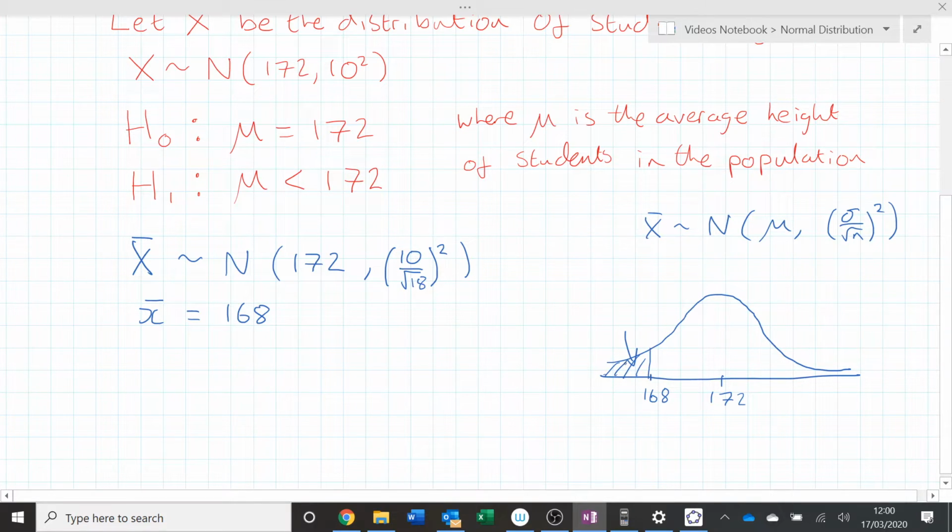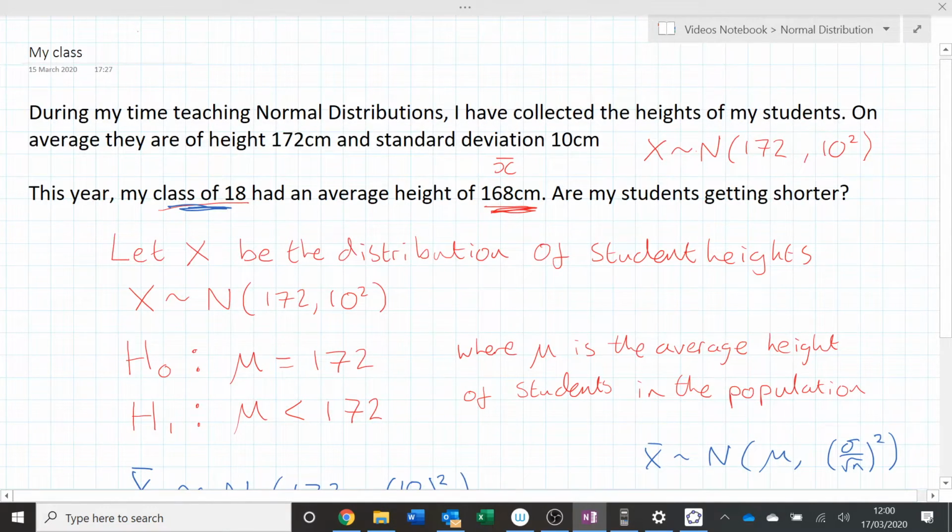If you remember from your binomial hypothesis testing, we're going to need a significance level. I mean, I'm making up this case. In a question, it would always tell you what the significance level is. I'm going to use, because it's the most standard, a 5% significance level.